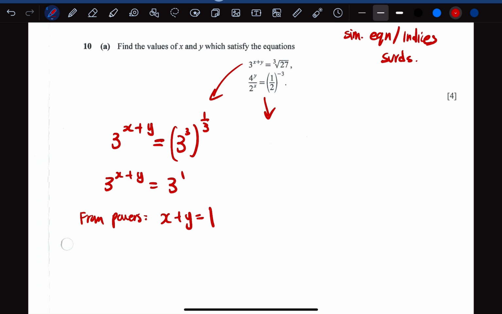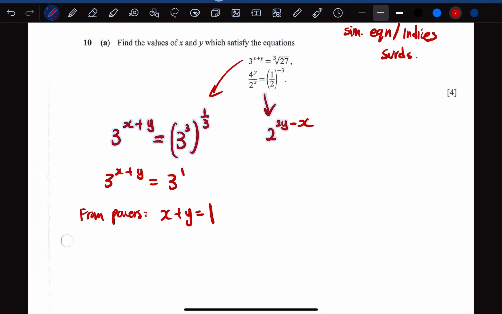For our second equation, it comes from this second equation over here, right? 4^y is the same as 2 to the power of 2y, right? And we are dividing, so when you divide, basically your powers subtract. And since we have 2^x over here, it's subtracted by x. If you cannot see this in one step, of course you can write it out as 2 to the power of 2y multiplied by 2 to the power of negative x, because as a fraction this is the same as 2 to the power of negative x.